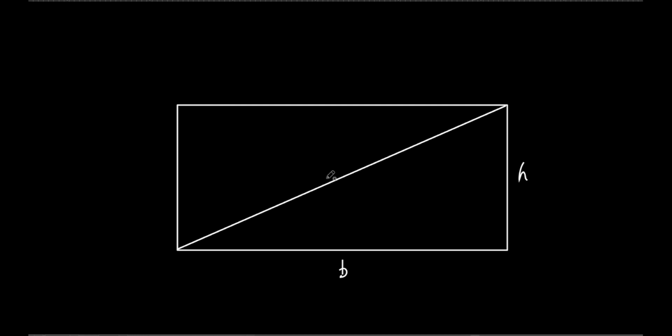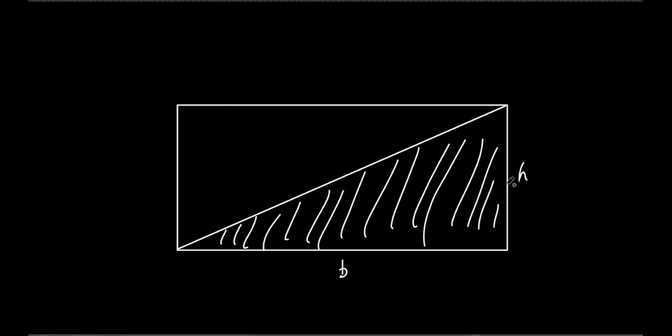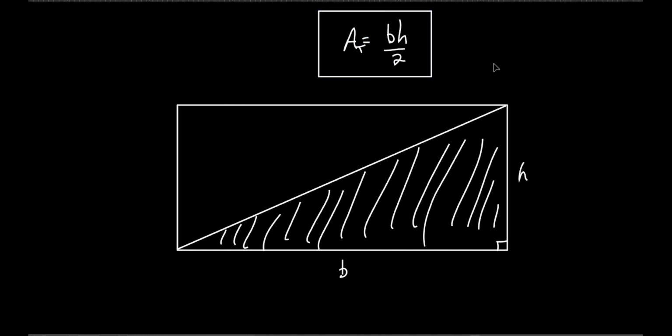So tell me something about the area of this triangle compared to the area of the whole entire rectangle. What is it? It's half, exactly right. So this triangle is half of the rectangle. So what is the area of the rectangle? What's the formula for area of a rectangle? It's the base times the height. But the triangle is how much of the rectangle? It's half. So right there, I'll put a little T for triangle. So that is the formula for the area of a triangle.